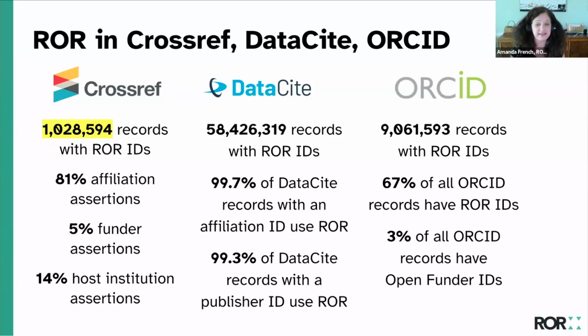So that, in particular, has bumped up the affiliations number quite a bit. But it's still really instructive to see how people are using ROR IDs, because in particular, using ROR IDs to identify funders in Crossref records is a growing use case, and we always like to see that.